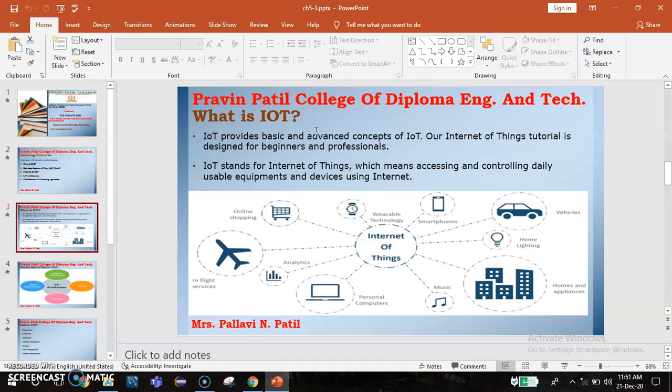This tutorial provides the basic and advanced concepts of IoT, that is Internet of Things. It is designed for beginners and professionals. IoT is the standard for the Internet of Things, which means accessing and controlling daily usable equipment and devices using the Internet.